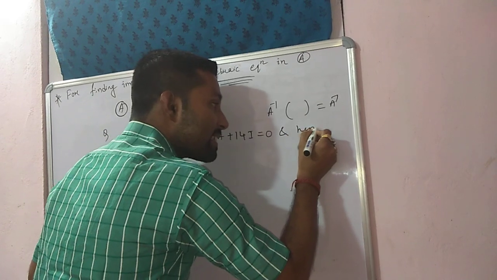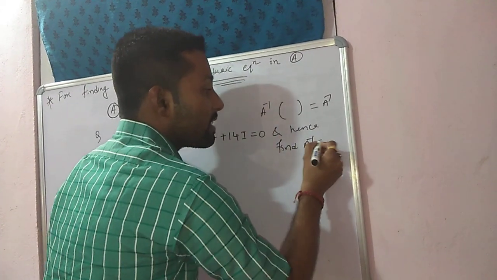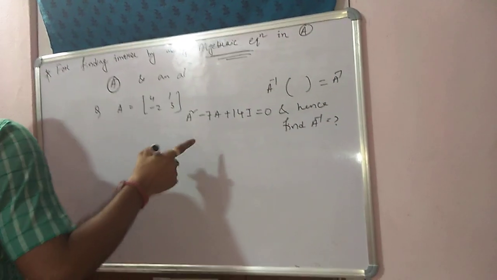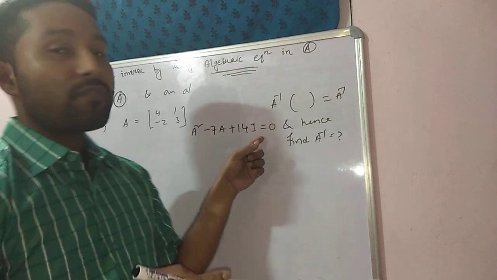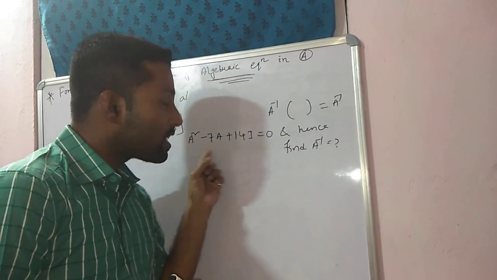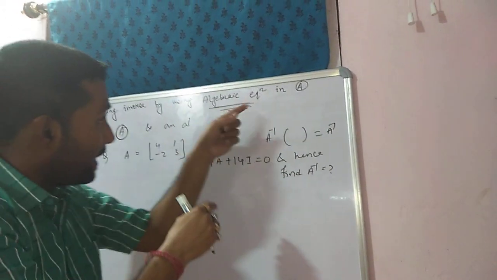And hence find A inverse. Hence find A inverse. So if A square minus 7A plus 14I equal to 0 is satisfied, then by using this algebraic equation you have to find A inverse. ठीक है, क्वेश्चन ऐसा टाइप का आता है जो मैं हेडिंग दिया है वैसे.